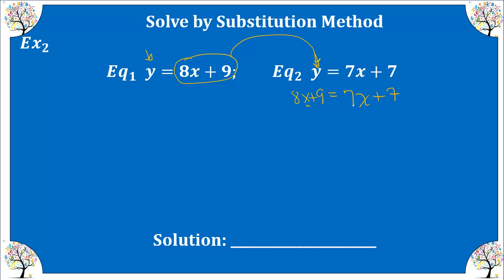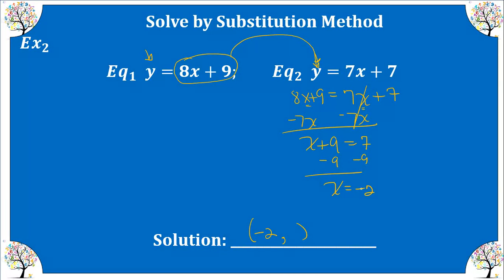Again, the goal is to have one type of variable. Now remember, that when you have variables on the left and the right, we want to focus on getting the variables together first, not the constants. So I'm going to subtract out and move my 7x, and I have x plus 9 is equal to 7. Subtract 9, and my x value is negative 2.